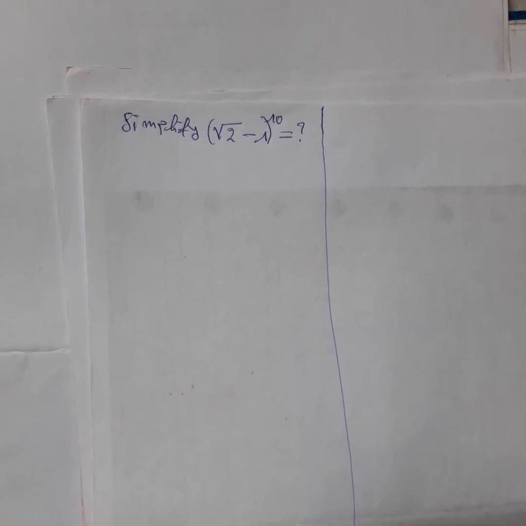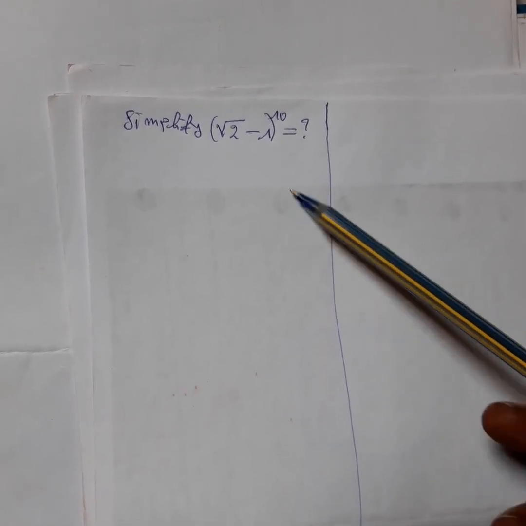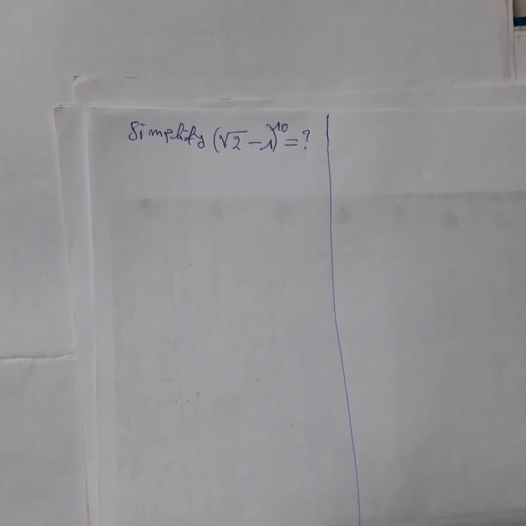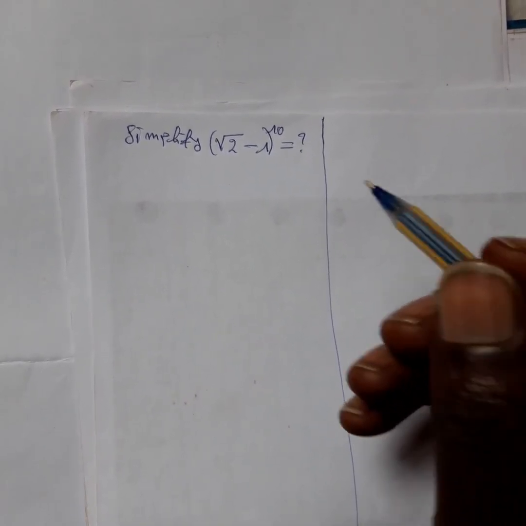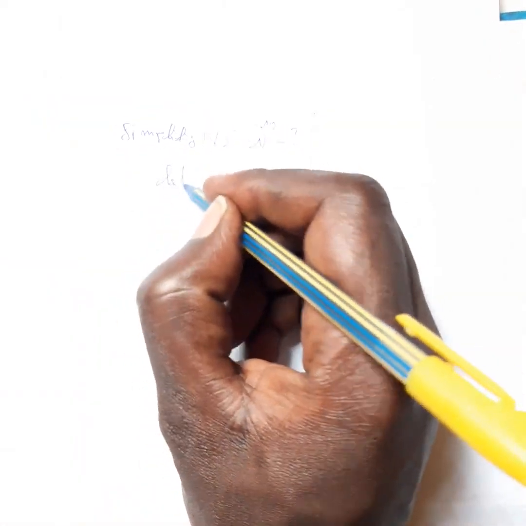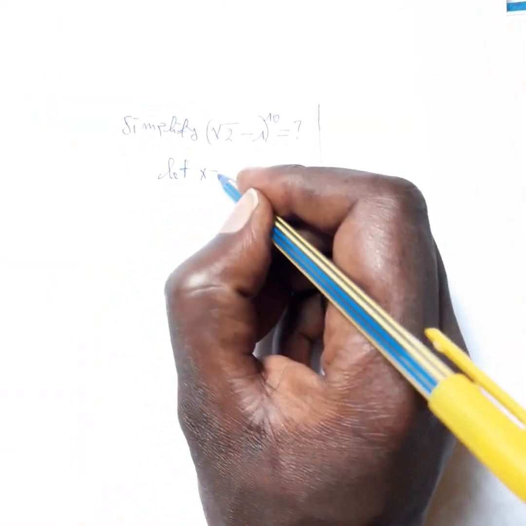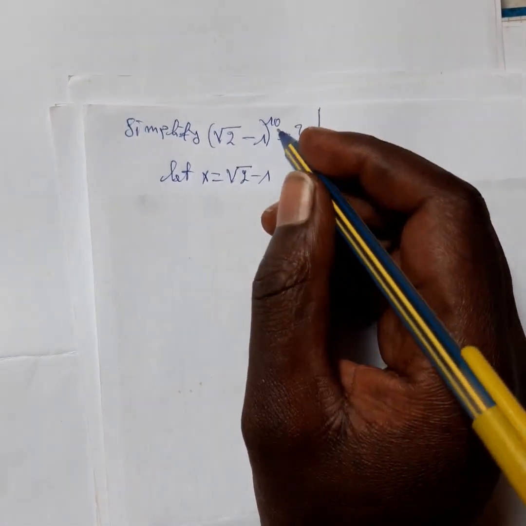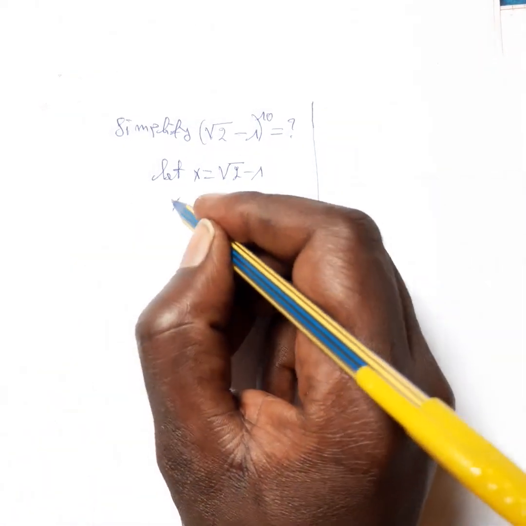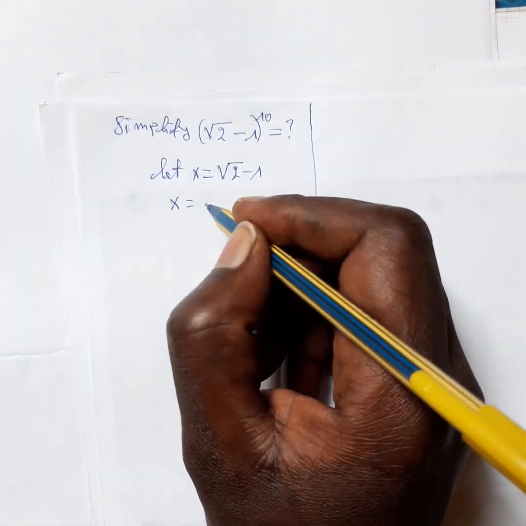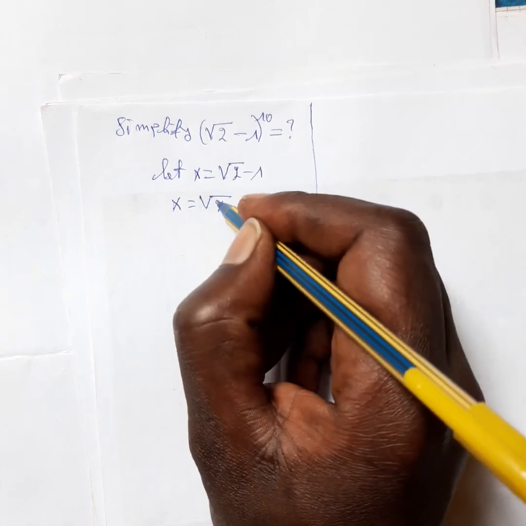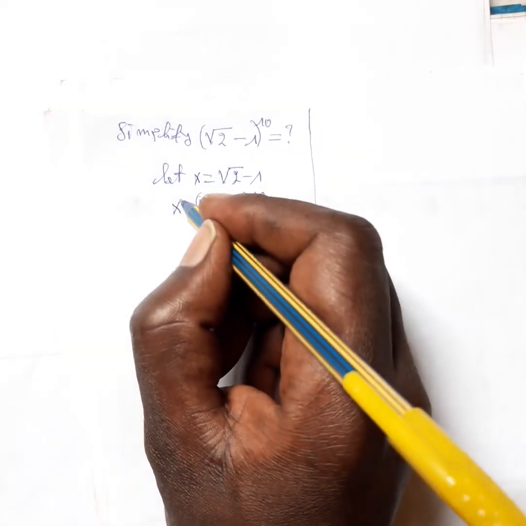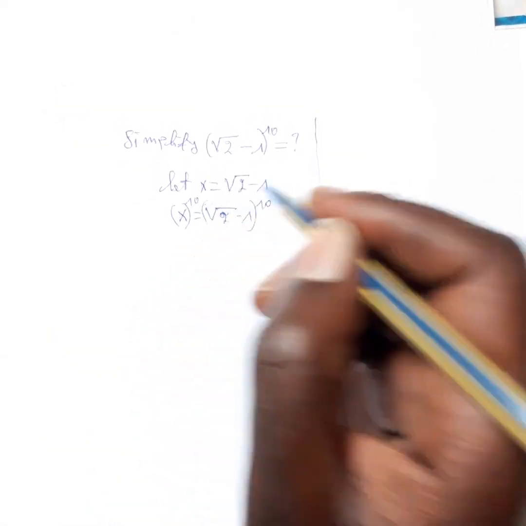Hey everyone, so we are going to simplify this expression, (square root of 2 minus 1) to the power of 10. First, we are going to let x equal square root of 2 minus 1. So x to the power 10 will be equal to (square root of 2 minus 1) to the power 10.